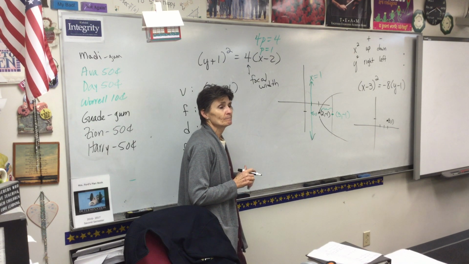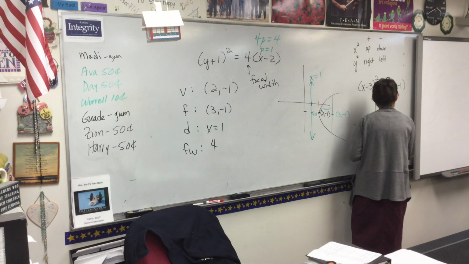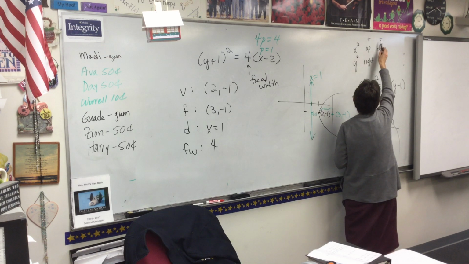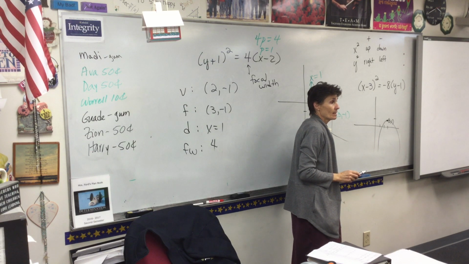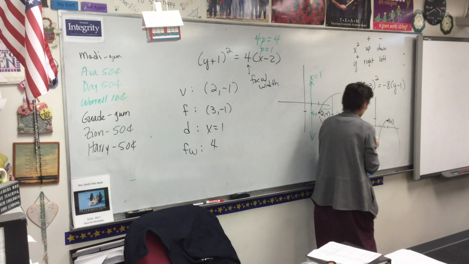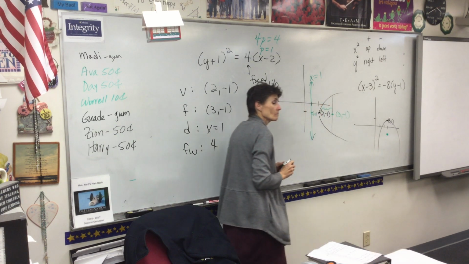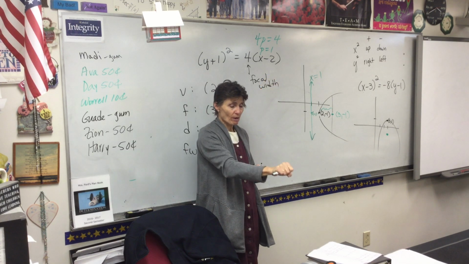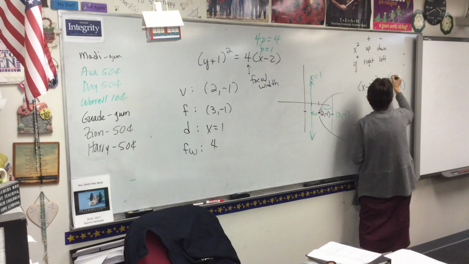Which way does it open? Down. Very good. How do we know it opens down? Because it's x squared and it's negative. So x squared negative is down. Now that means that my focus is going to be down here. Would you agree with that? So I'm going to start at my vertex and go straight down. How many am I going to go down? I'm going to go down 2.